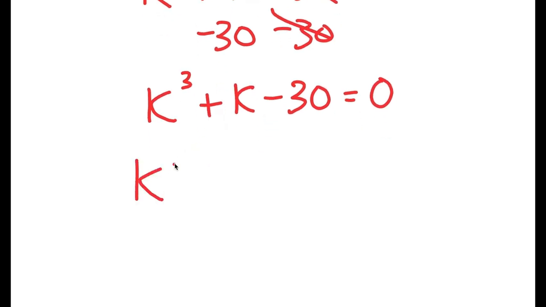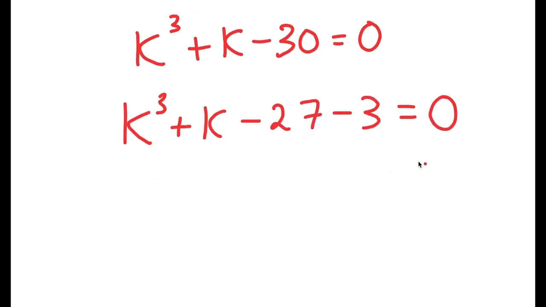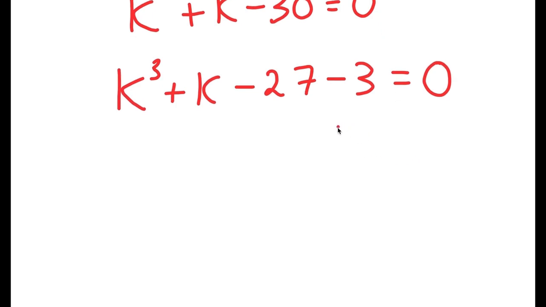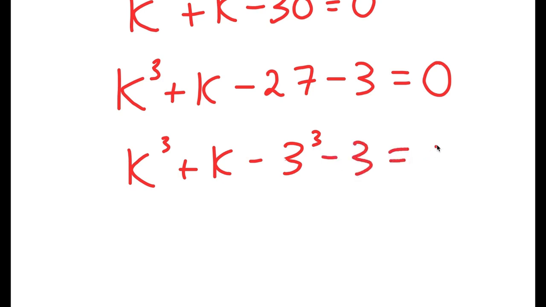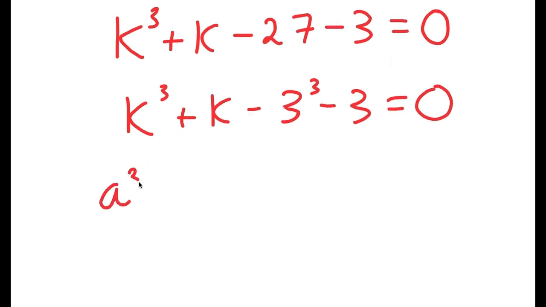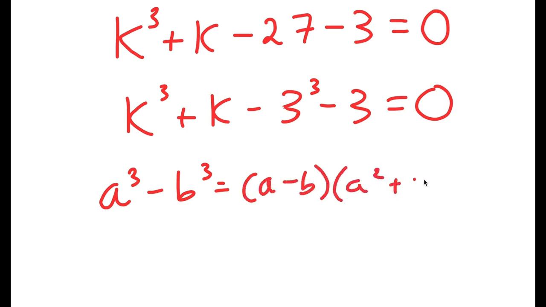Now I'm going to rewrite this as k to the power of 3 plus k minus 27 minus 3 is equal to 0. And 27 is the same thing as 3 to the power of 3. So I get k to the power of 3 plus k minus 3 to the power of 3 minus 3 is equal to 0. Now if I have something in the form a to the power of 3 minus b to the power of 3, this is equal to a minus b times a squared plus ab plus b squared.